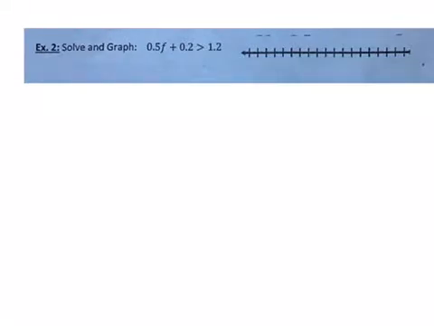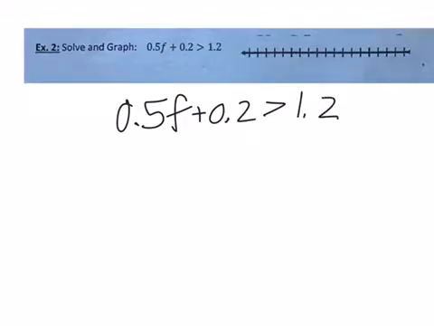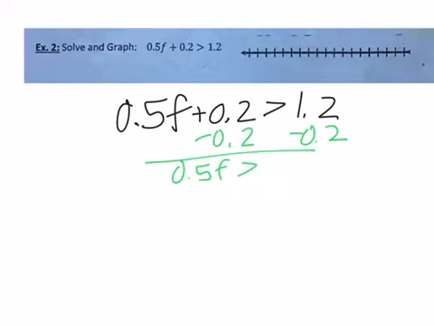So now we're going to go ahead and solve example number 3. So we have 5/10 times x plus 2/10 is greater than 1 2/10. So the first thing I have to think about is isolating my variable. My variable is on the left, so I need to get rid of my constant. I'm going to get rid of 2/10 by subtracting 2/10 on both sides. So then I get 5/10 f is greater than 1.